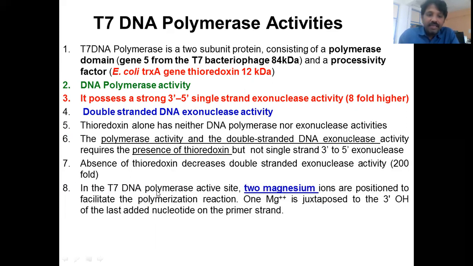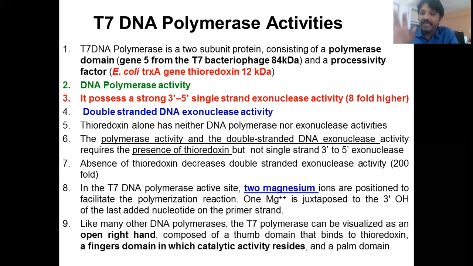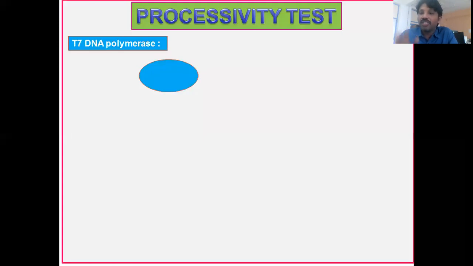You see that the T7 DNA polymerase active site has two magnesium ions. Like any other polymerase, it also requires the two magnesium ions for polymerization activity. And it also has a right hand structure with the thumb, palm, and the fingers. The structure of the T7 DNA polymerase is also visualized as a right hand structure. Right? Now we will see the processivity.